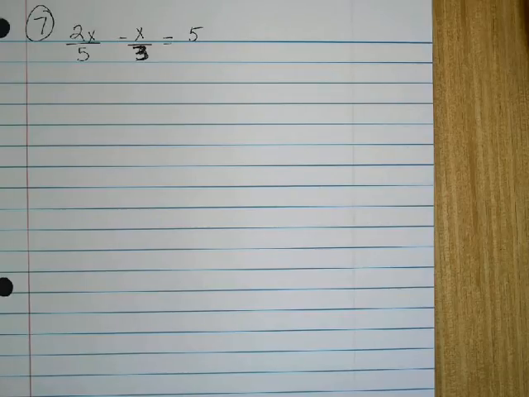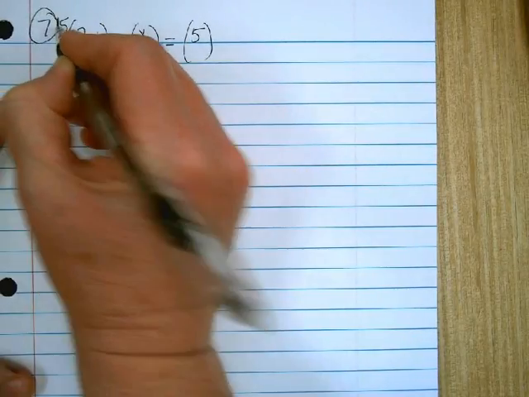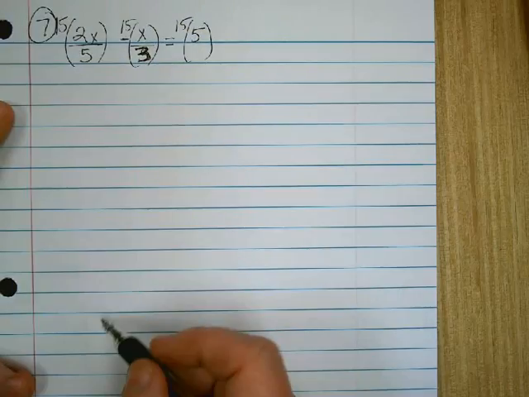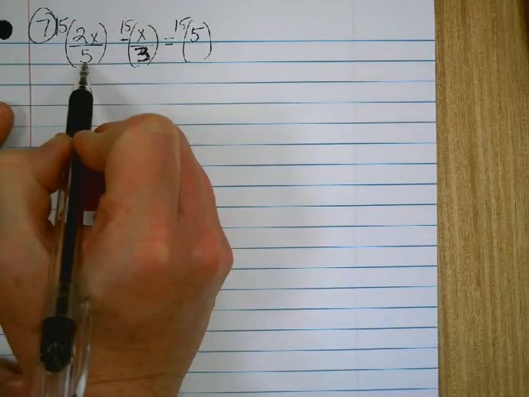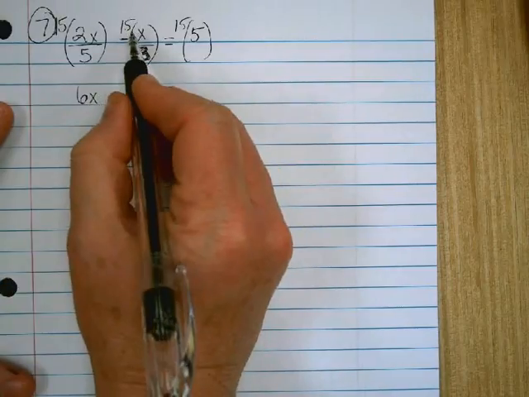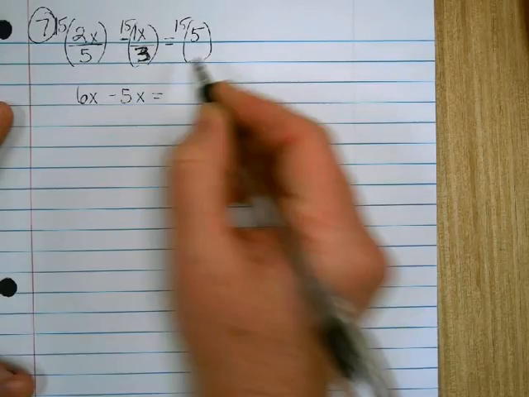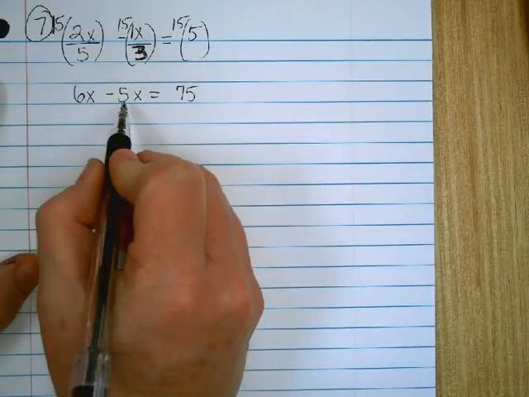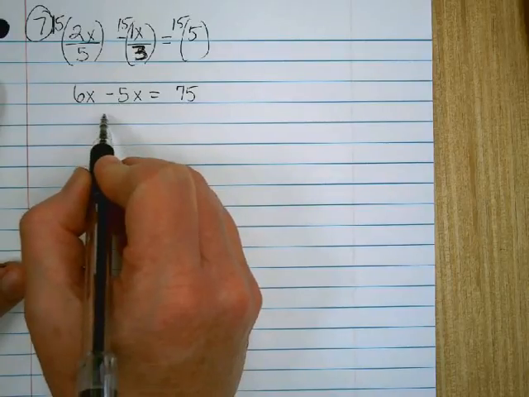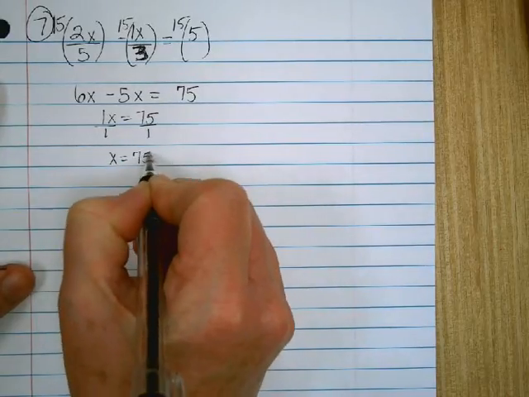5 and 3 both go into 15. So you have to multiply every part of this by 15. What's 15 times 2? 30 divided by 5 is 6. 15 times 1 is 15, divided by 3 is 5. And 15 times 5 is 75. 6x minus 5x is 1x. 1x is equal to 75, so x is 75. That is answer choice B.